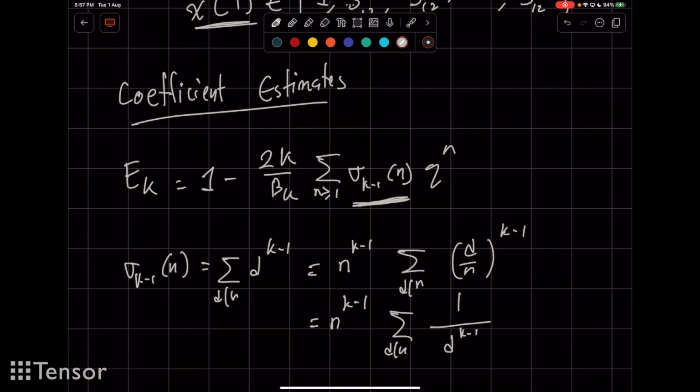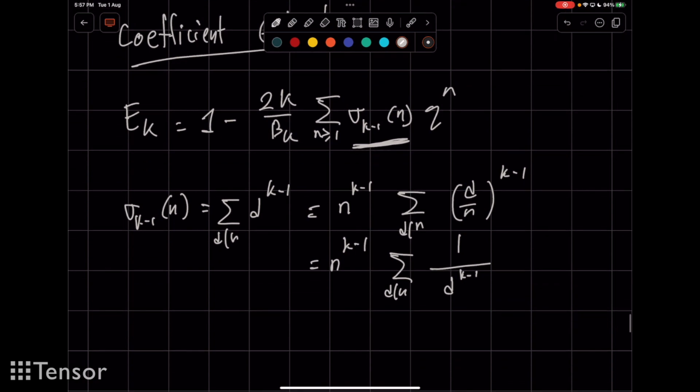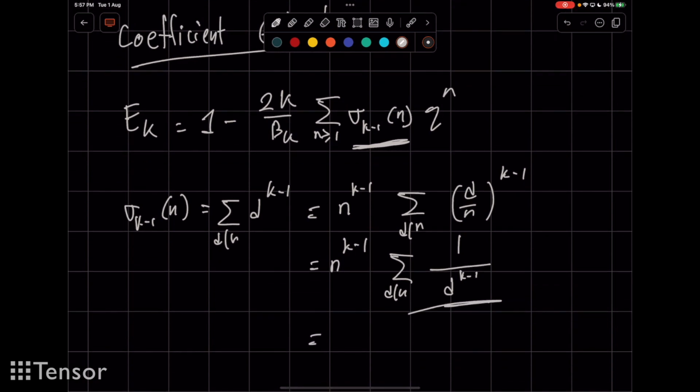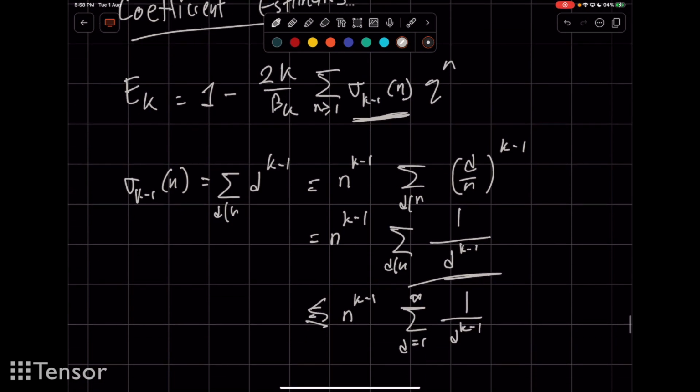So this basically uses the fact that if d is a divisor of n, then so is n over d. Okay, and obviously this sum is smaller than, if we take the sum over all the positive integers, n to the k minus 1 times the sum from d equals 1 to infinity of 1 over d to the k minus 1, right?